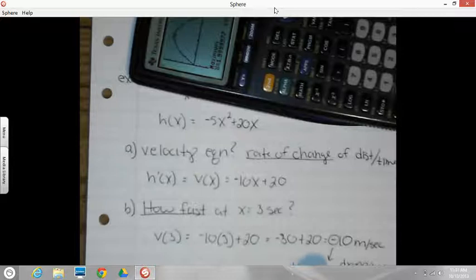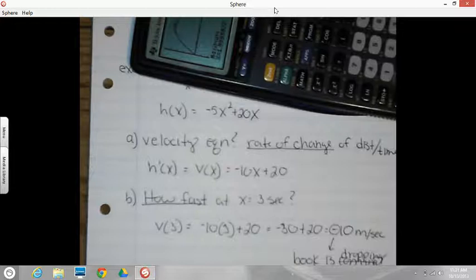of h of x. If you take the velocity graph, which is negative 10x plus 20, see where that equals 0 at, because if the derivative is 0, the original function was either a max or a min, and we can see that it was a max on that graph. Subtract 20, negative 10x equals negative 20, divide by negative 10. So at 2 seconds, the derivative was at a 0, so that means the book was at its max.